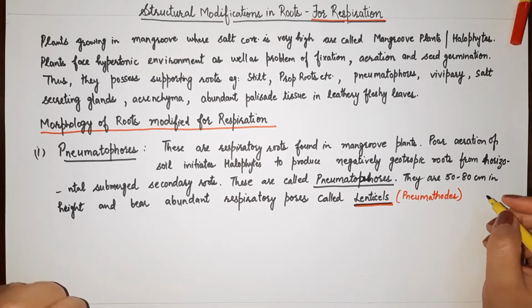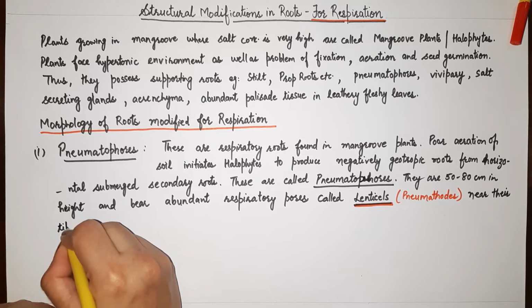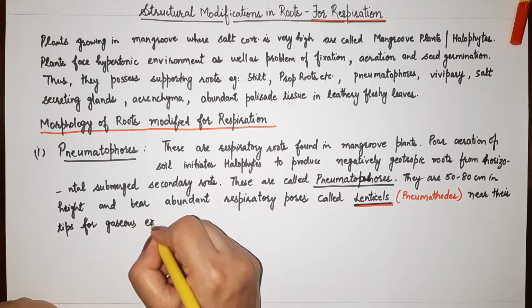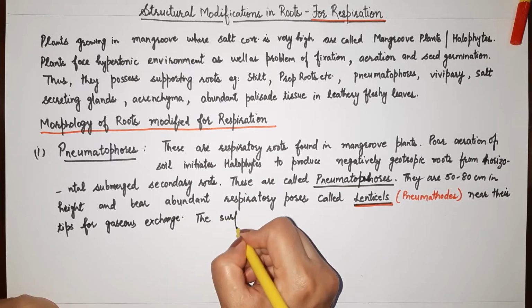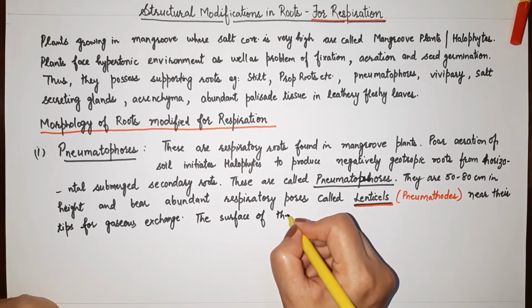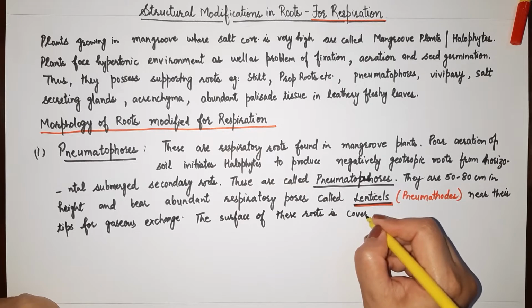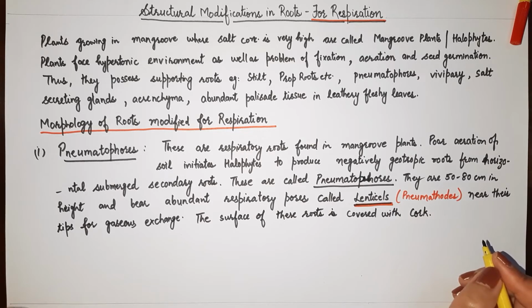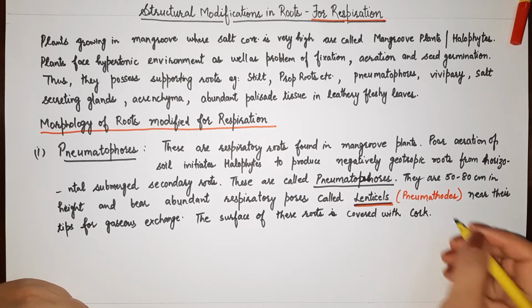So they bear abundant respiratory pores called lenticels near their tips for gaseous exchange. The surface of these roots is covered with cork. Okay, so it's just like other dicot roots. The secondary growth takes place, so towards the outer side cork is present.